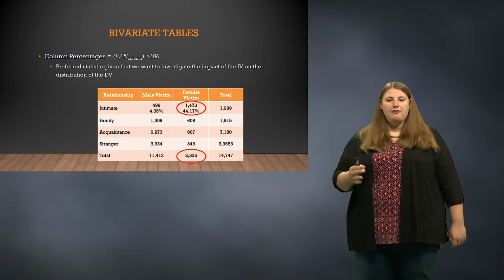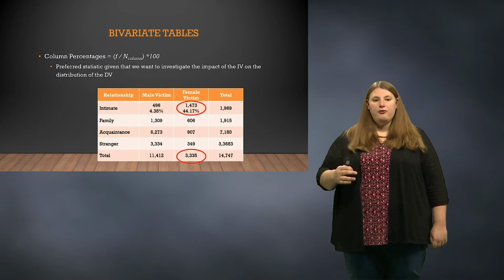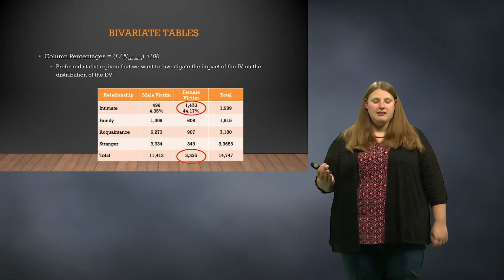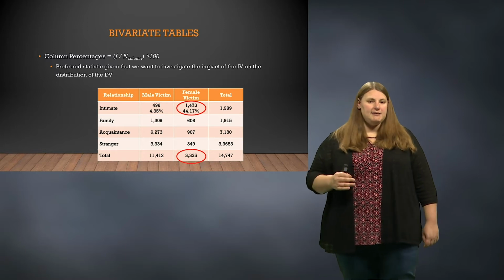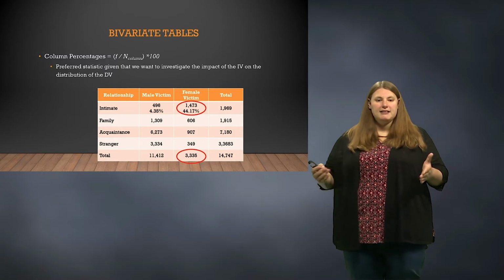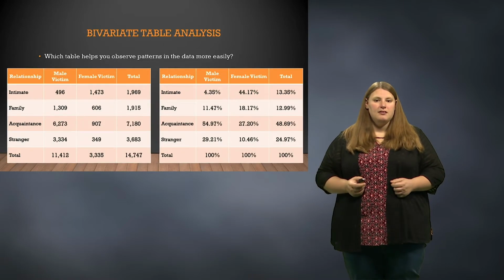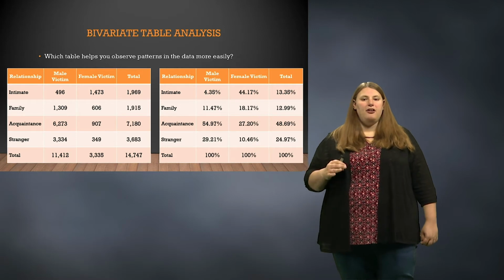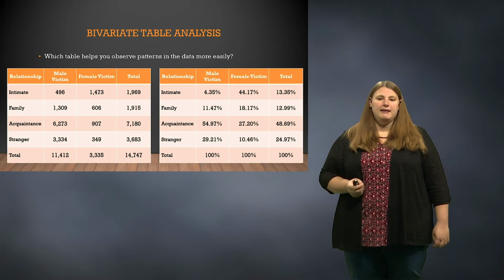Now I do the same thing for female victims, and I find that 44.17% of females killed were killed by someone who was in an intimate relationship with them. So now this type of percentage is going to allow us to compare both columns. You can see the benefit of standardized values clearly with these two completed tables.